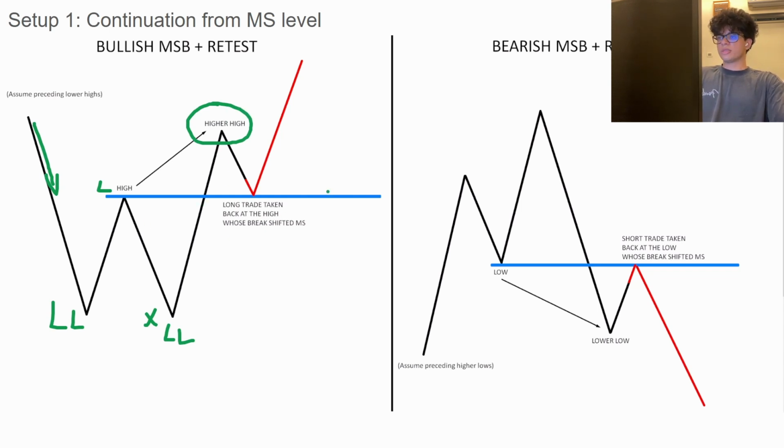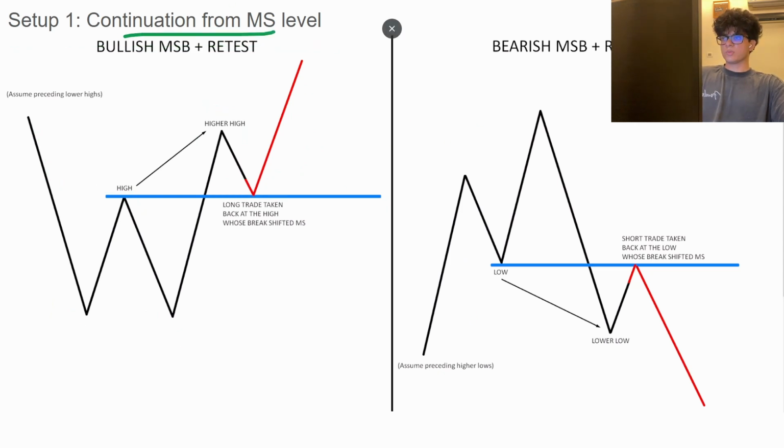Here, what then you'd be like, oh, market structure is broken. This is potentially bullish. So now what do you do? You wait for a retest of this high, this lower high, to take a long trade. And that straight goes up, right? You're going to buy here, sell at the next resistance, which should be up there, right? Same thing here. So setup one is called continuation from market structure level.